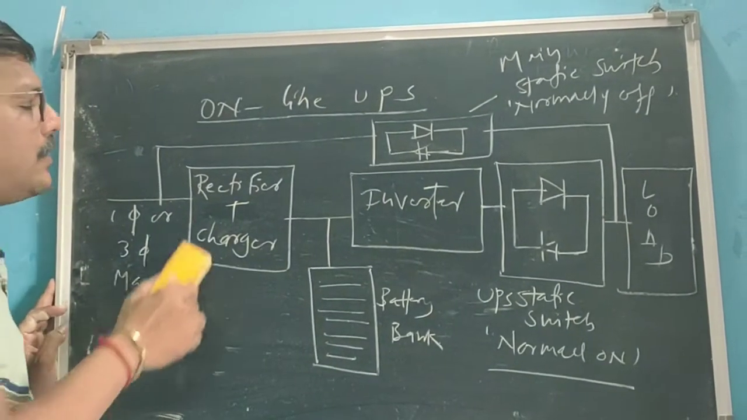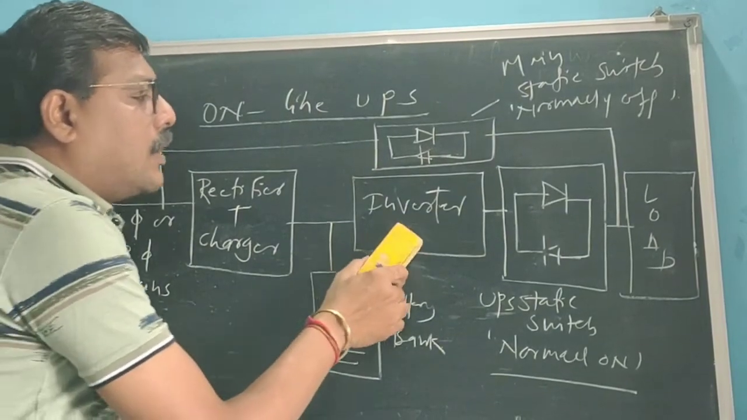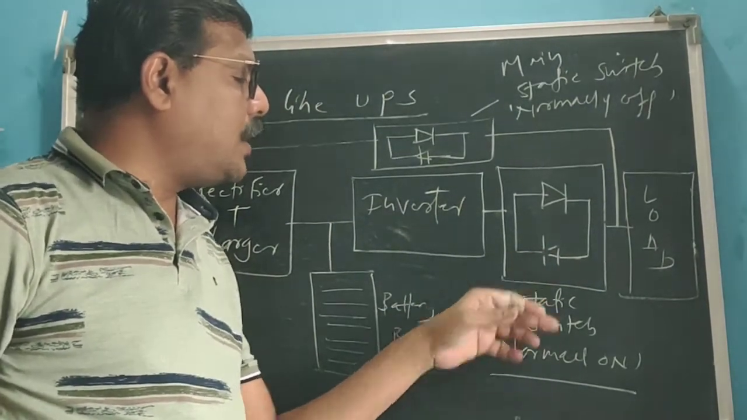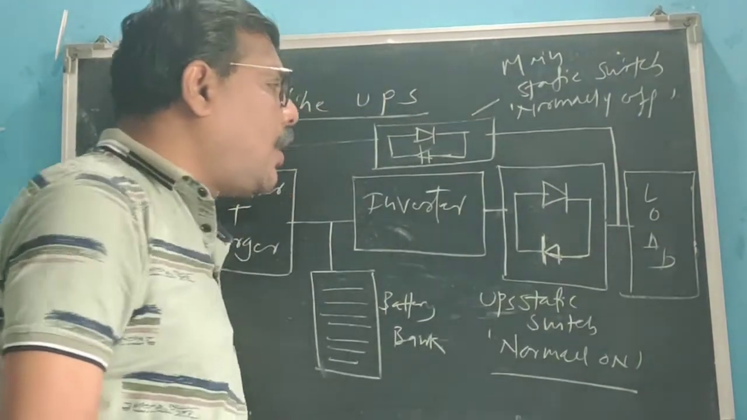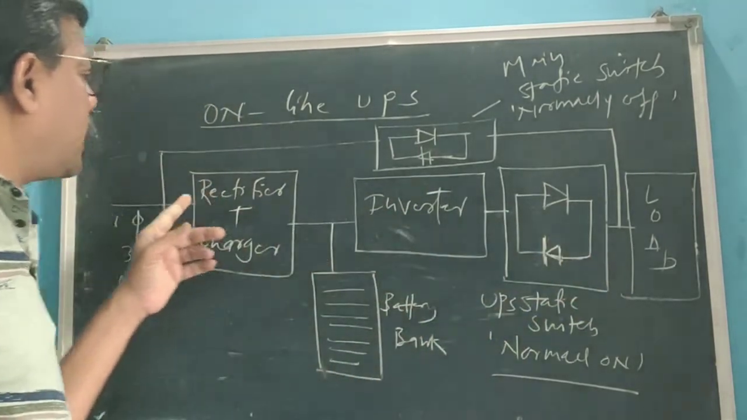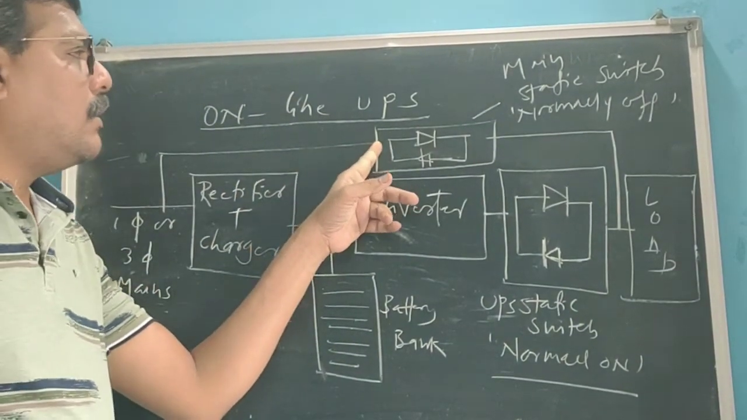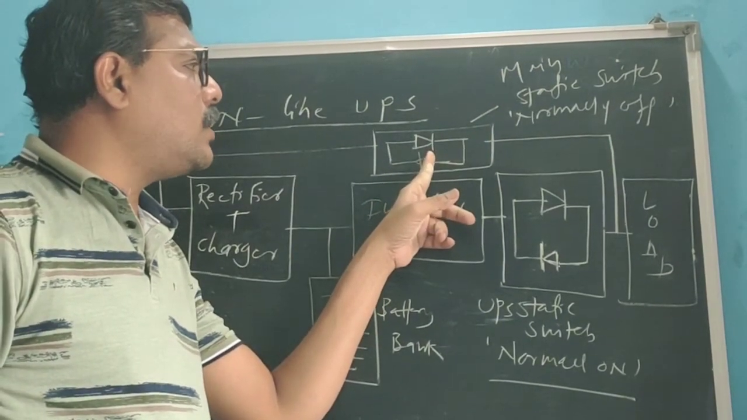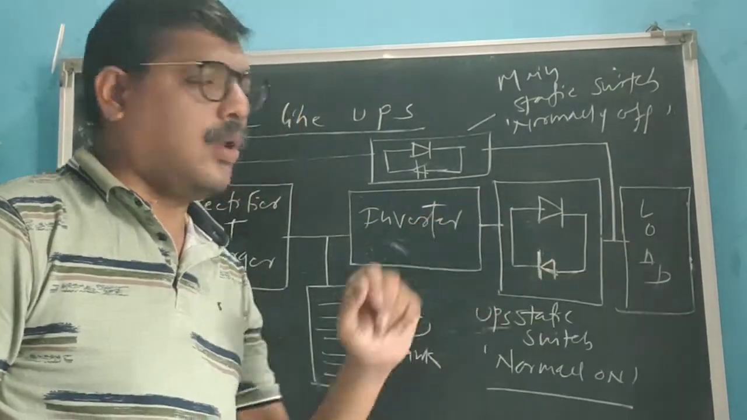In the online UPS we have the rectifier plus charger, battery bank, and inverter. This is your UPS static switch. The position of this UPS static switch is normally on, connected to the load. Another is the direct supply from the mains. This is the mains static switch, whose position is normally off, and it is directly connected to the load.